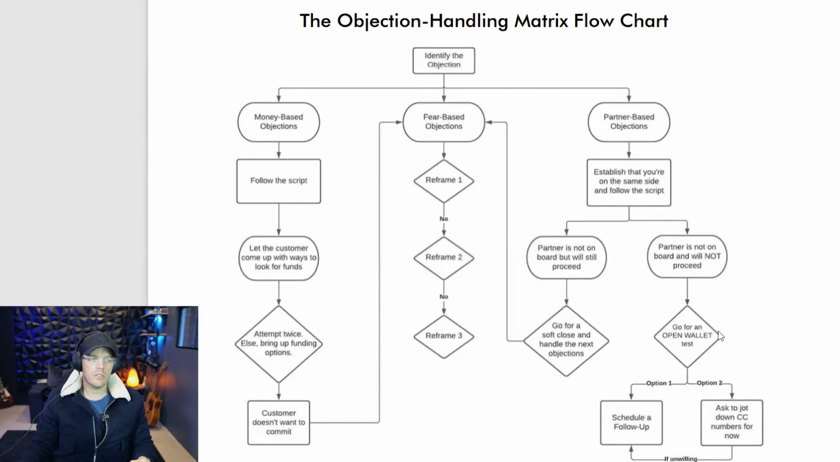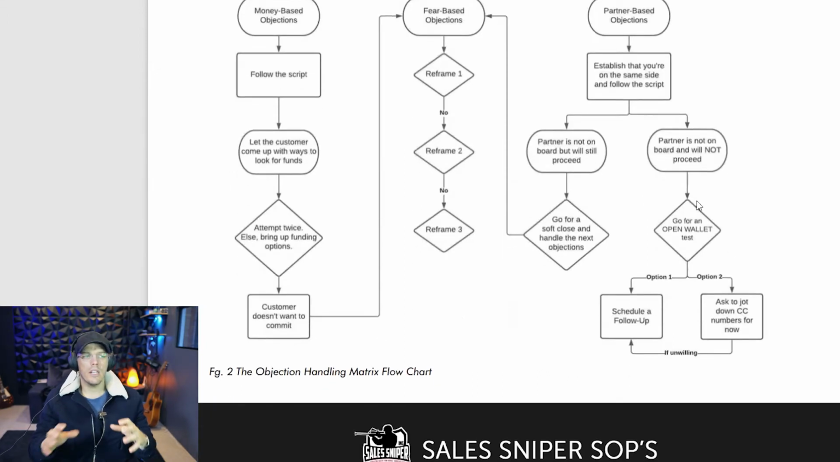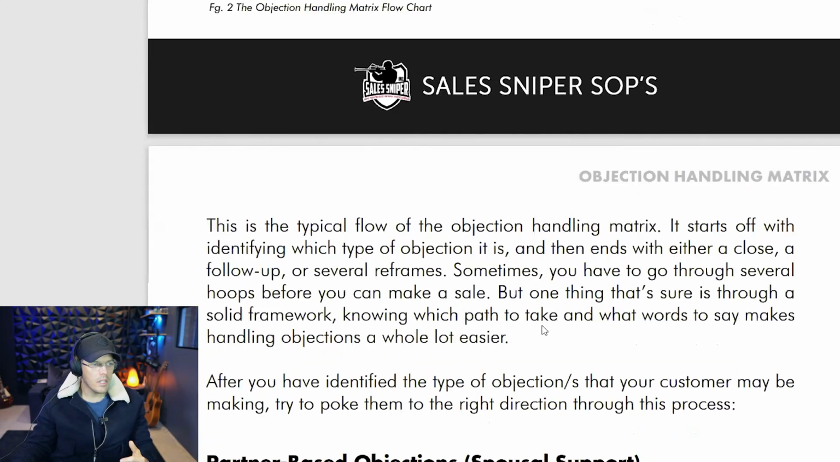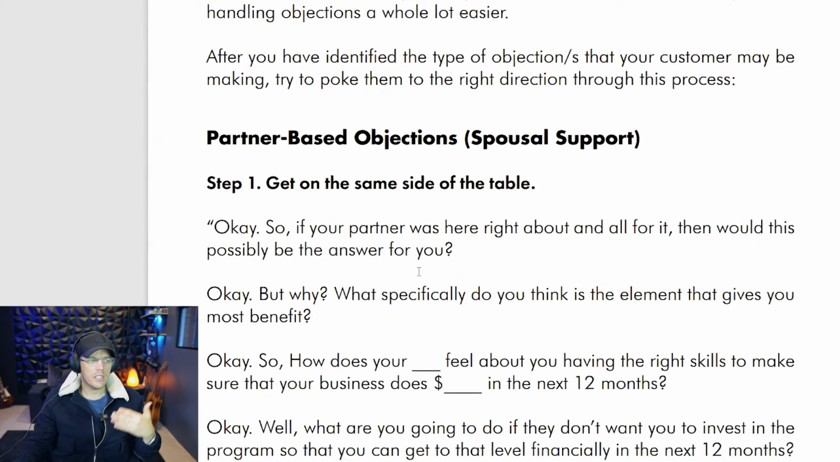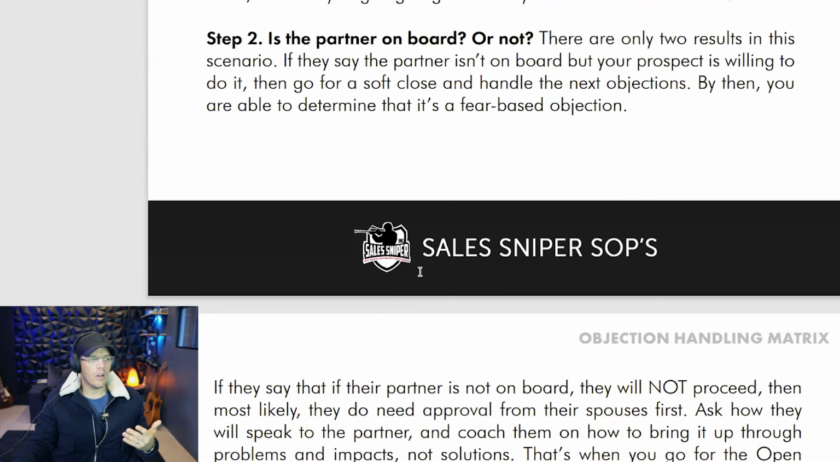This is where I'll go for what's called the open wallet test, because they said that they won't proceed. So I'll try and get the highest level of commitment and then schedule a follow-up, whatever I need to do in order to help that person transition into getting the help that they need. So as you can see, it's a system, right?